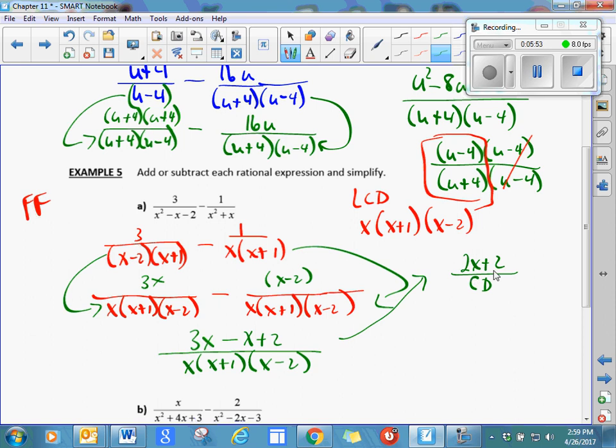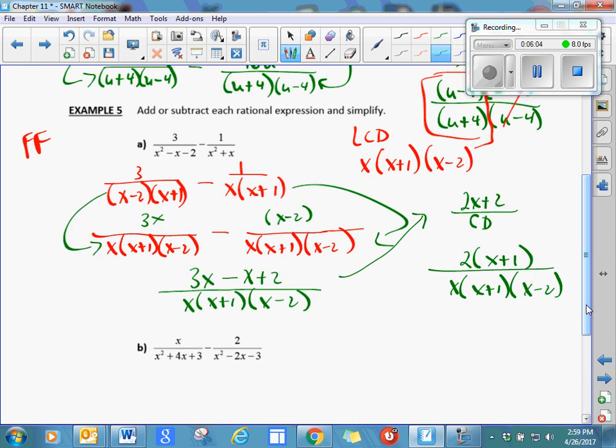And I'm going to factor out the GCF, which is 2. And my common denominator is x times x plus 1 times x minus 2. And we do have a term in the numerator and denominator that'll cancel. And we can put our answer back together as 2 over x times x minus 2.